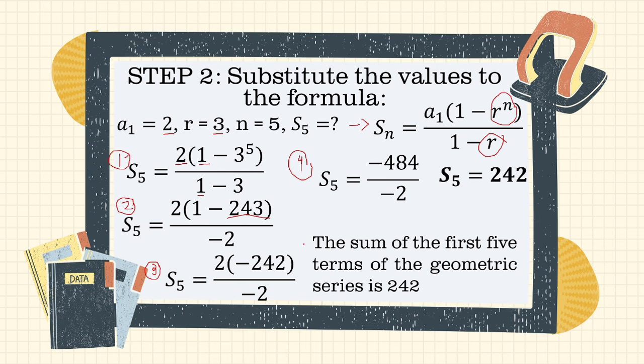Ma'am, why do we have negative? Since we are multiplying different signs, right? Positive 2 times negative 242, that is negative 484. And then you will just copy negative 2. So negative 484 divided by negative 2. Since you have both negative signs, negative divided by negative will be positive. So your final answer will be S of 5 is equal to 242. So the sum of the first 5 terms of the geometric series is 242. Okay? So next, let's have another example.